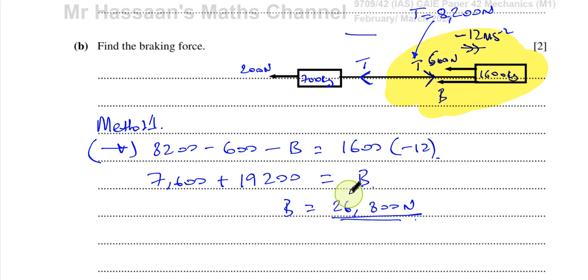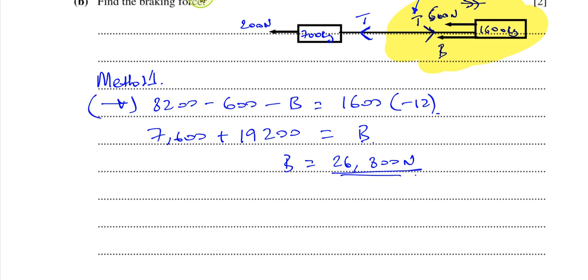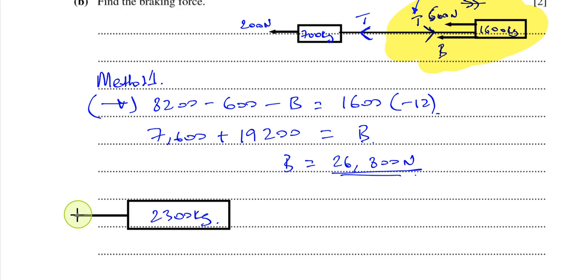Another way we could have done it is by considering this as just one block moving. Consider the whole system as one particle. So you'd have the combined masses, 700 plus 1,600, that's 2,300 kilograms. And you have the combined resistive forces acting in this direction, which would be 200 plus 600. That's going to be 800.